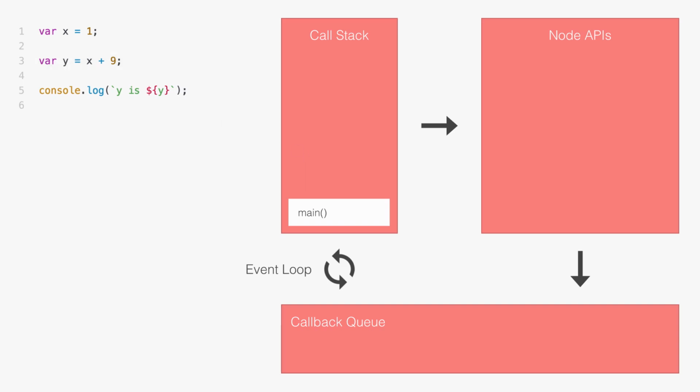The next line is our console.log statement. Console.log is going to print y is 10 to the screen. We use template strings to inject the y variable right here. When we run this line, it gets popped on to the call stack, and once it's done, it gets removed.